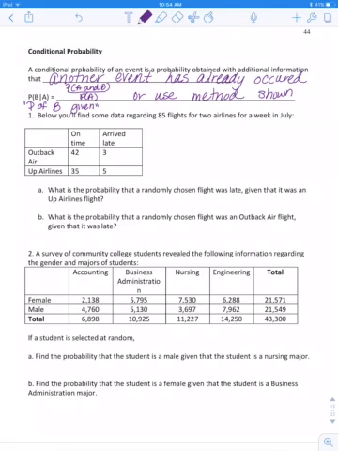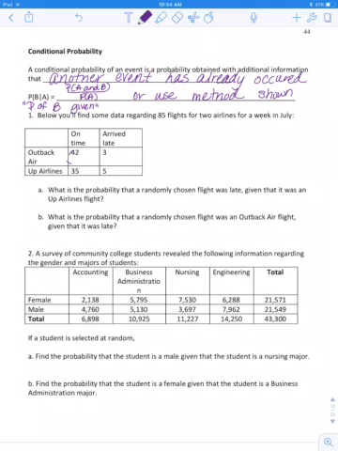Problem number 1 says, below you'll find some data regarding 85 flights for 2 airlines for a week in July. So we have Outback Airlines and Up Airlines, and if they're on time or late. For Outback, 42 were on time, 3 were late. For Up Airlines, 35 were on time and 5 were late.